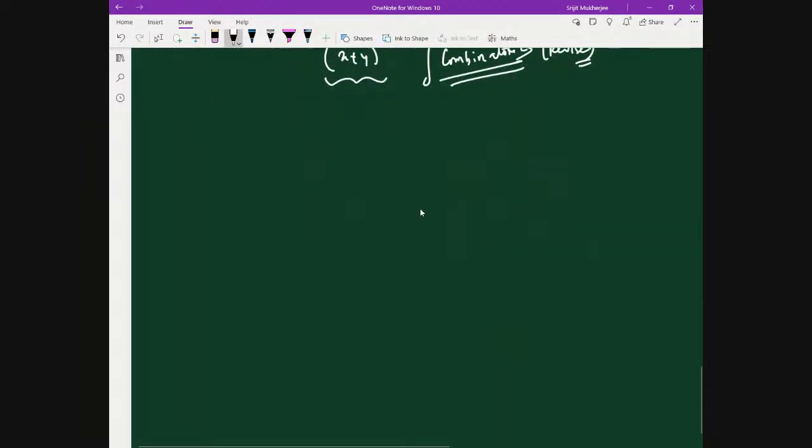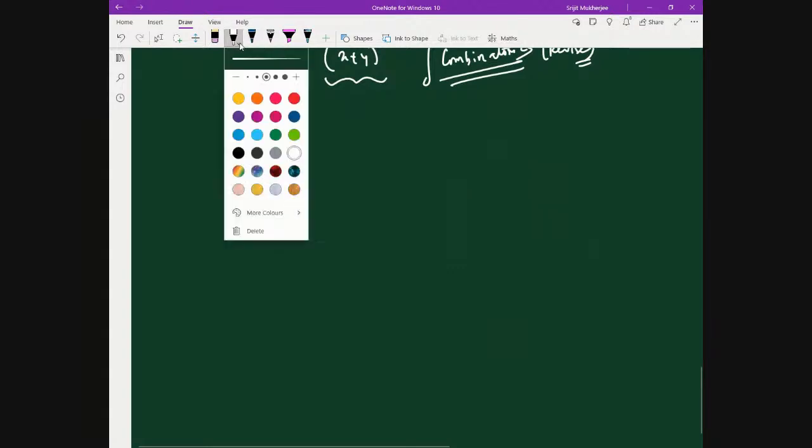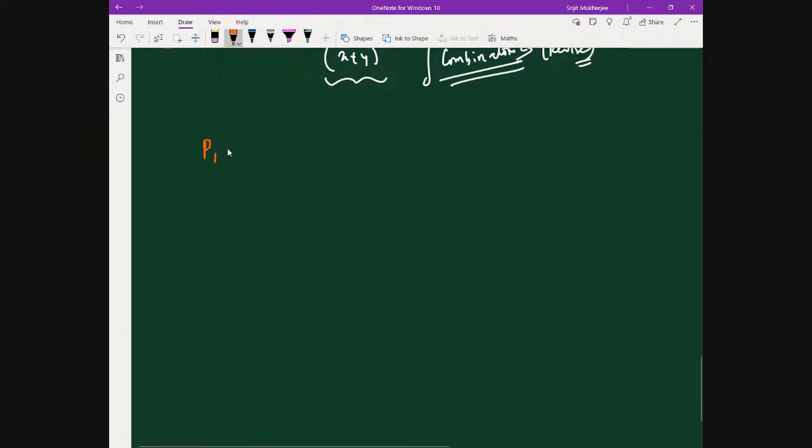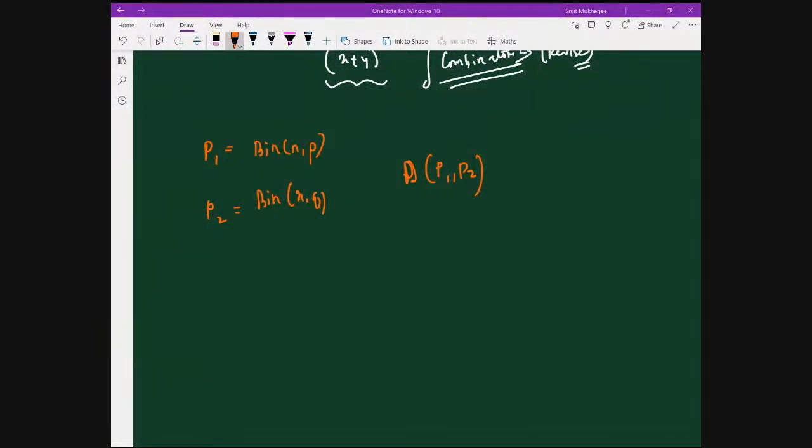So let's calculate it for binomial p comma q now. Let's take P1 equal to binomial n comma p, and P2 equal to binomial n comma q. Now let's calculate the distance between P1 and P2. Calculate it, guys. Calculate the distance between P and Q now, and we'll see when these two behave totally differently. When do you expect it to be totally different, guys? Tell me.